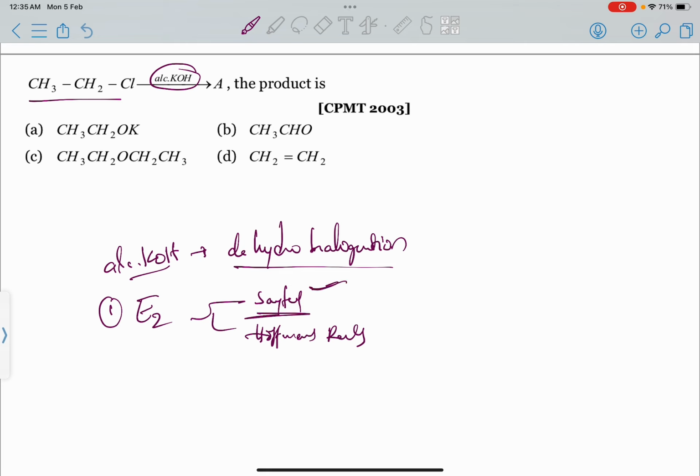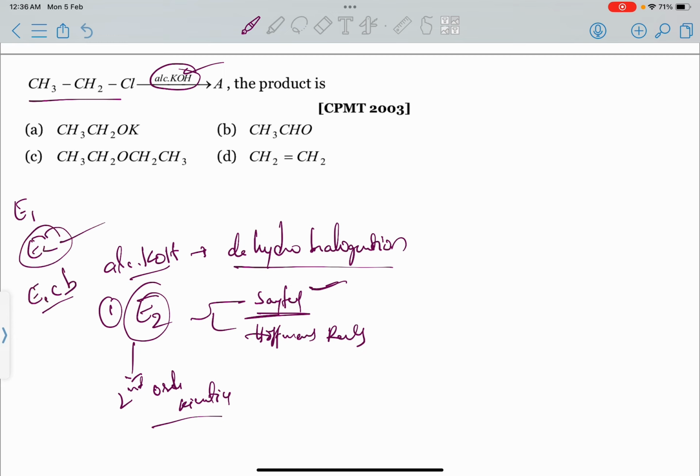What is E2 elimination? E2 is nothing but the elimination reaction which follows second order kinetics. KOH follows E2 elimination. We do have E1, E2 and E1CB reactions. Out of that, it will be following E2 reactions, right? Now E2 elimination reactions will follow the Zaitsev rule.